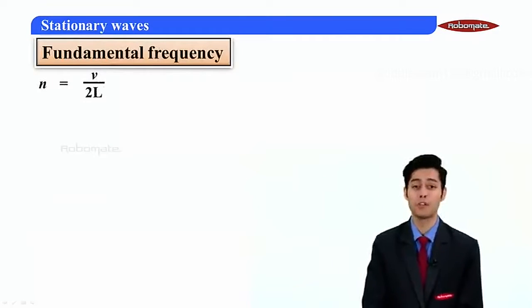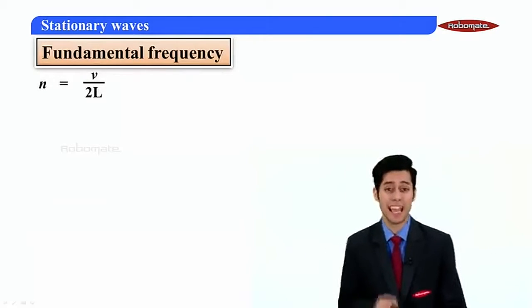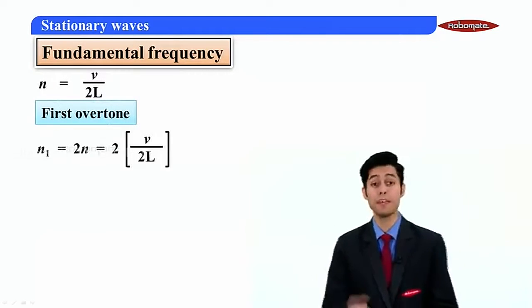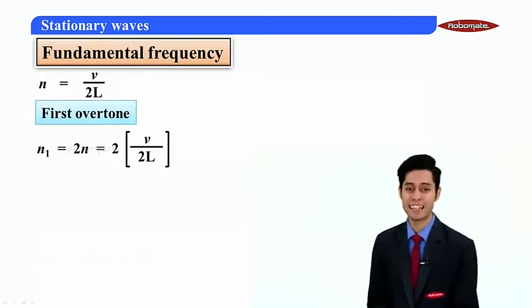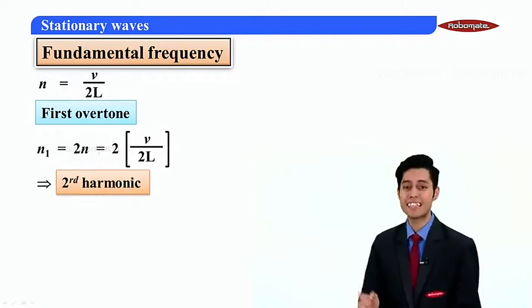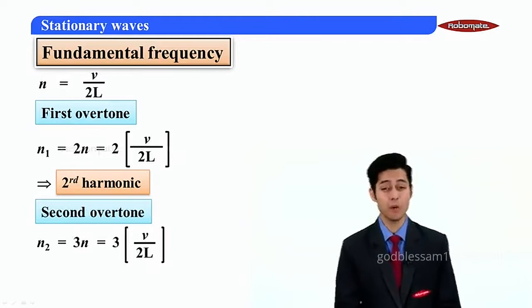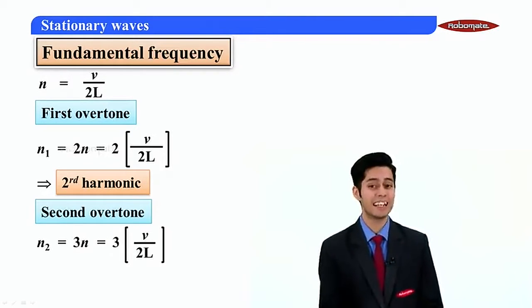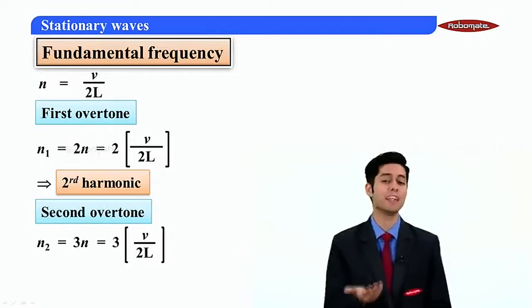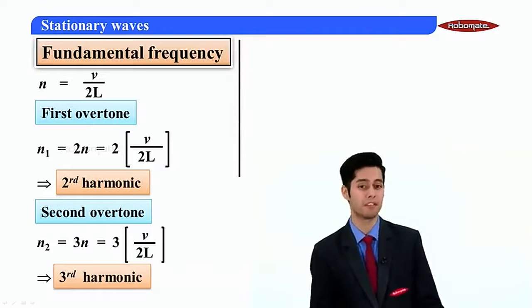Let us see what we can conclude from this. For a pipe which is open at both the ends, the fundamental frequency N is given by V divided by 2L. Also, the first overtone will be N1, which is equal to twice N, that is 2 multiplied by V by 2L. Since it is twice N, it is also called the second harmonic. Let us move ahead to the next concept, that is the second overtone. In the second overtone, N2 comes out to be equal to 3N, that is the third multiple of the fundamental frequency, that means 3V by 2L. This is also called the third harmonic since it is the third multiple of the fundamental frequency.